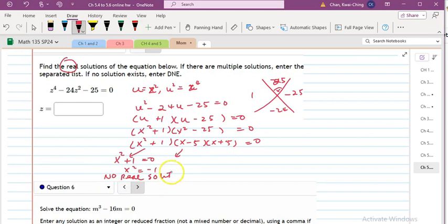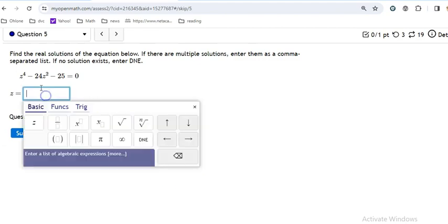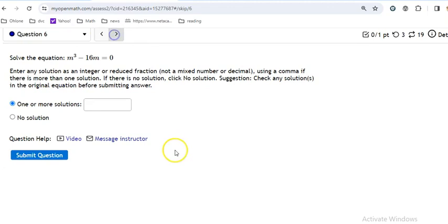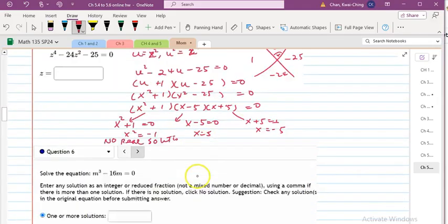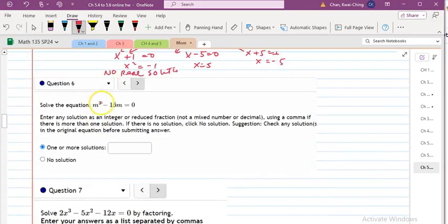But the other one, I can split them. X minus 5 equal to 0, so x is equal to 5. This would be x plus 5 equal to 0, x equal to negative 5. So my 2 real 0s are 5 and negative 5.